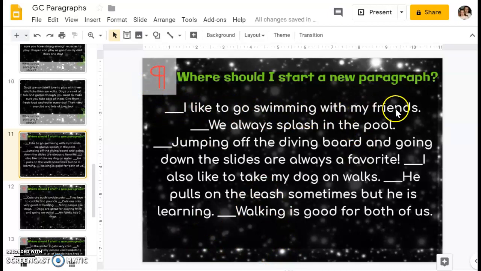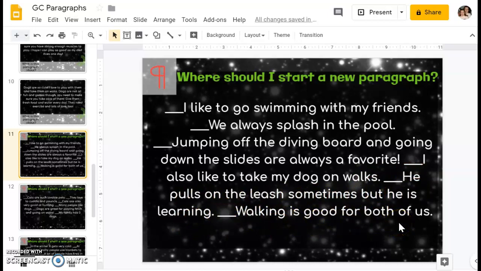I like to go swimming with my friends. We always splash in the pool. Jumping off the diving board and going down the slides are always a favorite. I also like to take my dog on walks. He pulls on the leash sometimes, but he is learning. Walking is good for both of us.